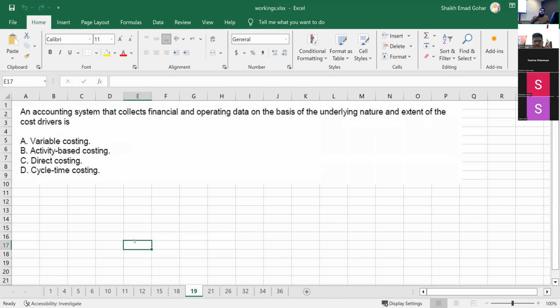An accounting system that collects financial and operating data on the basis of the underlying nature and extent of the cost drivers is... Don't tell the answer. Take 1 minute, let others think also.